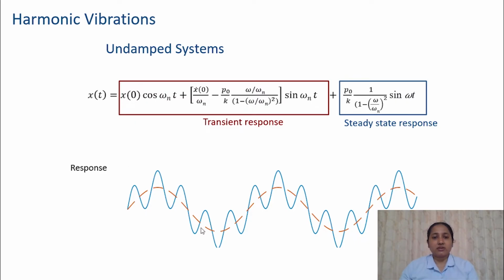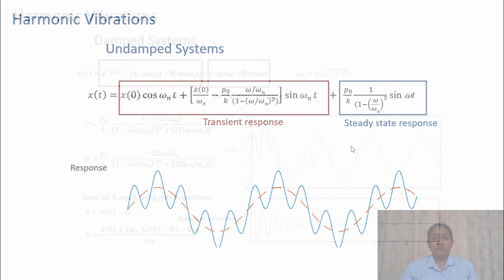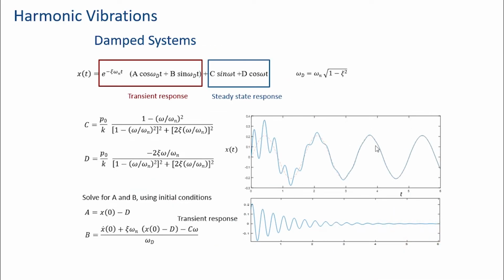So as you can see in this figure, the blue diagram shows this response x t and the dotted line shows the steady state response. So this response will have two frequency components, the natural frequency and the forcing frequency. So the time between these two adjacent peaks will be equal to the natural period and the time between two global peaks would be the forcing period. So this is how the response of an undamped system under harmonic force looks.